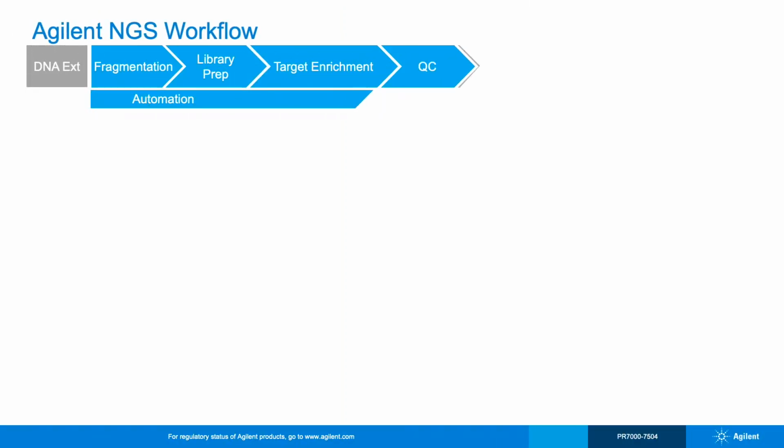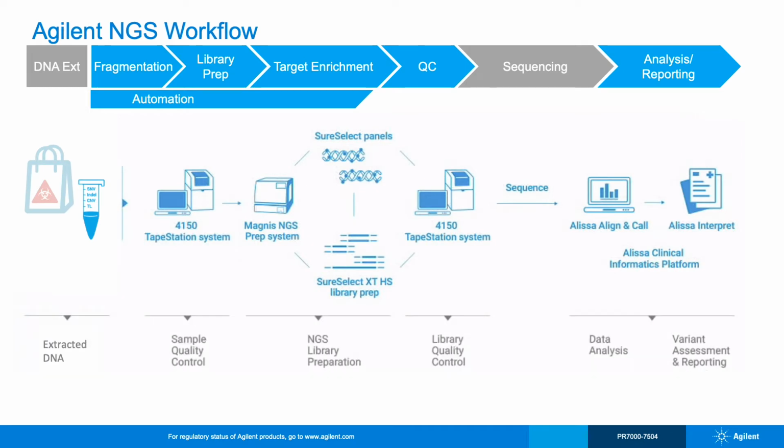Agilent offers a complete NGS workflow for the Illumina sequencers, starting with extracted nucleic acids. This diagram outlines a basic DNA-seq NGS workflow from extracted DNA, fragmentation, library preparation, and target enrichment. Also important in this process is QC. Agilent has many different instrument options for QC, from single samples to ultra-high throughput. Our Alissa platform provides a simplified, customizable informatics pipeline to process sequencing data into a final filtered variant report.